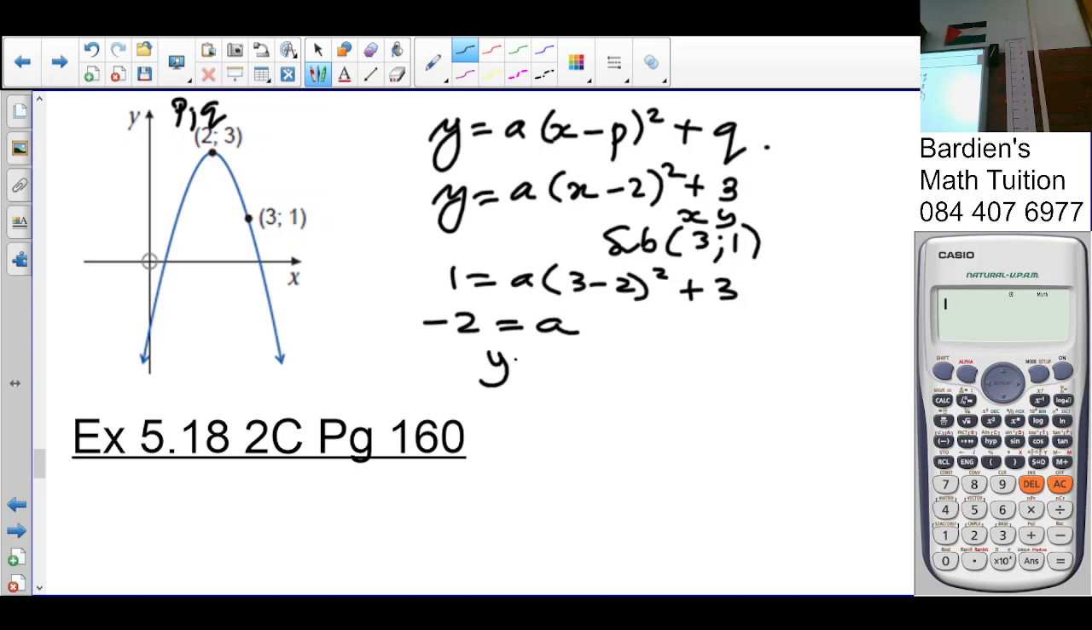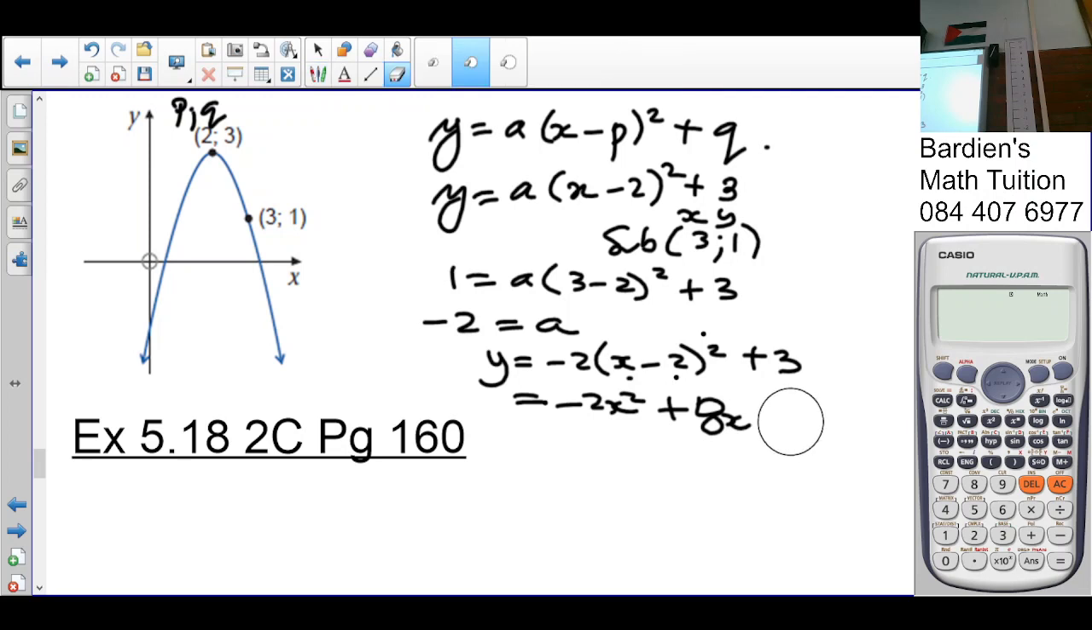So what's my equation now reading? y is equal to negative 2 into x minus 2 squared plus 3. Which now gives us negative 2 x squared. That times 2 is negative 4. It's positive 4. No, positive 8, sorry. x. Negative 4 times negative 2 is positive 8x. Plus, so that's going to give you 4 times negative 2, so it's minus 8, plus 3 is minus 5. So that's the equation of this parabola.